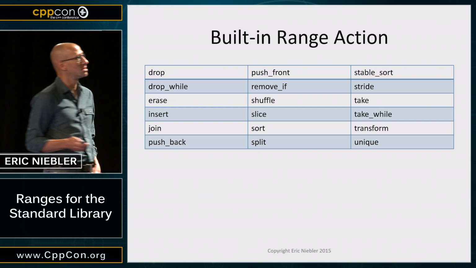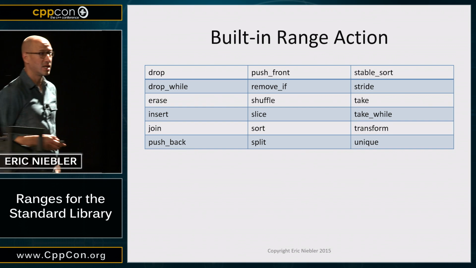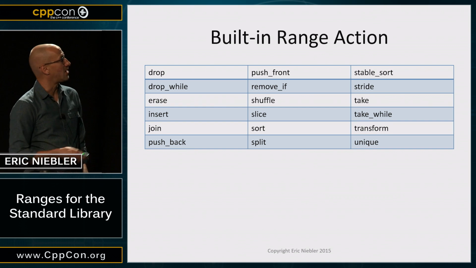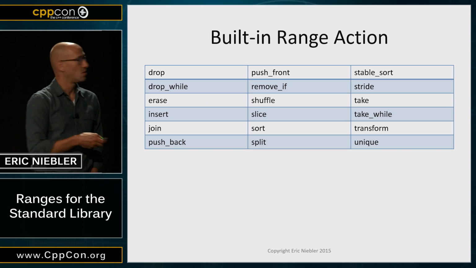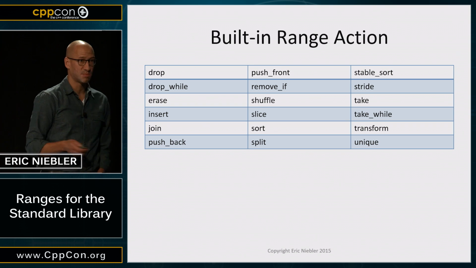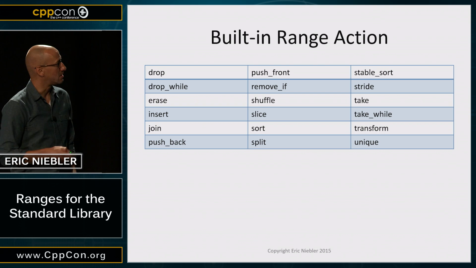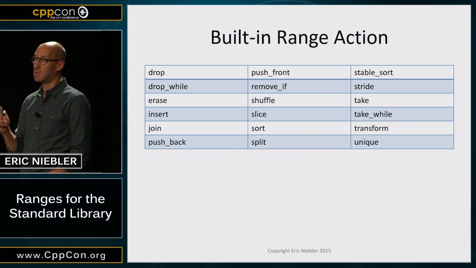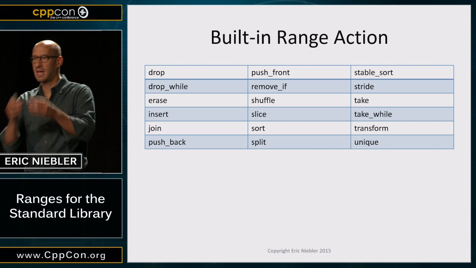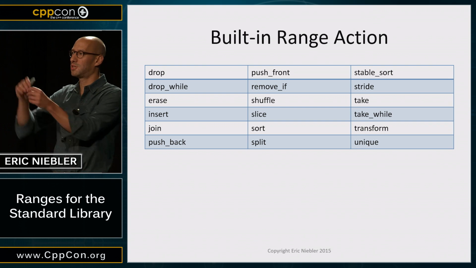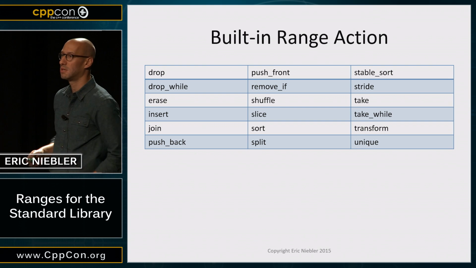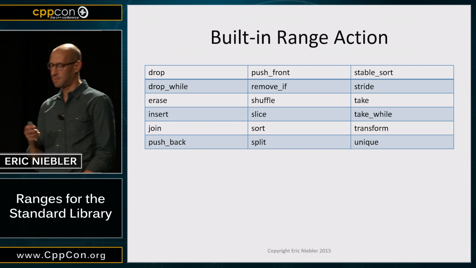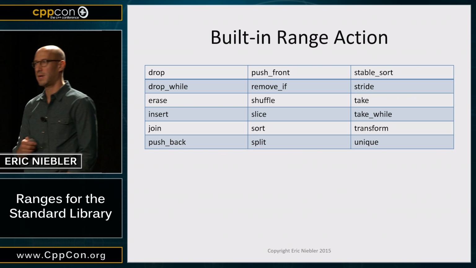Here are the built-in actions. Things that could mutate containers you would expect to find here, like erase and insert. We can slice containers, split them up into sub-containers, et cetera. We can make them unique. We could sort them. So we could take some data, pipe it to a sort operation, pipe it to a unique operation, and have all our unique elements in a container. That's what you use range actions for.